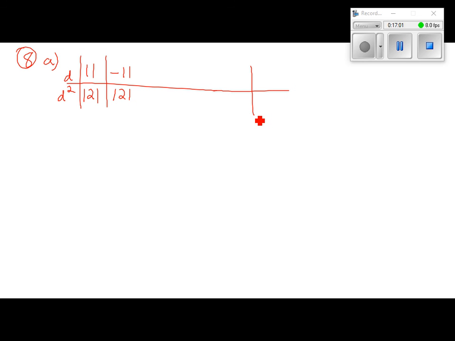Don't forget, when you get down here at the end, you're going to add up this whole row, write that answer in that last box where it says summation D, and you're going to add up this whole row and write that answer in that box where it says summation of D squared.